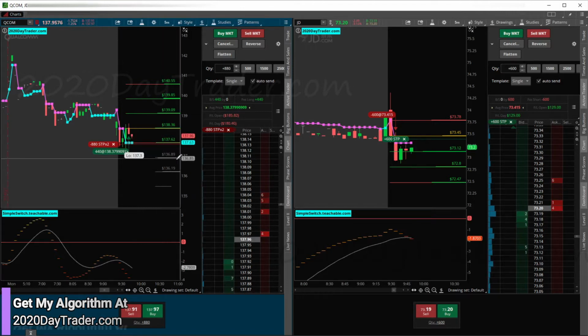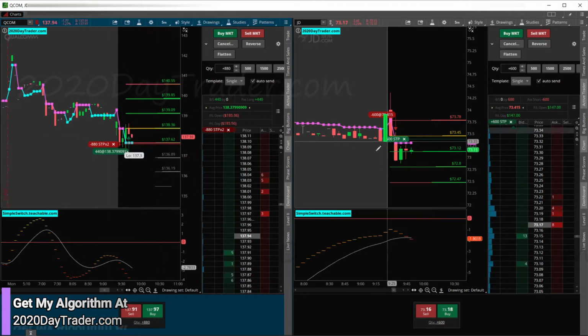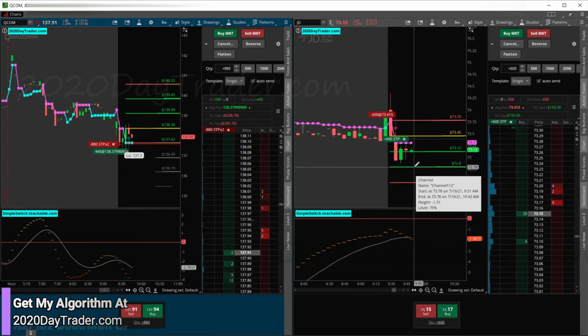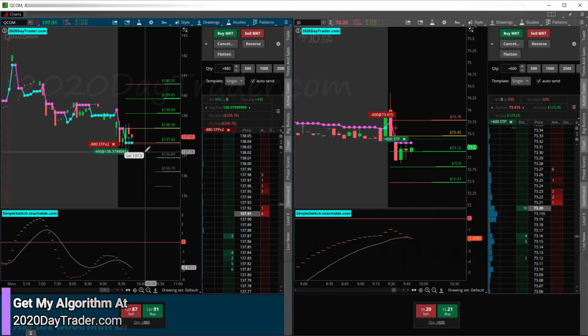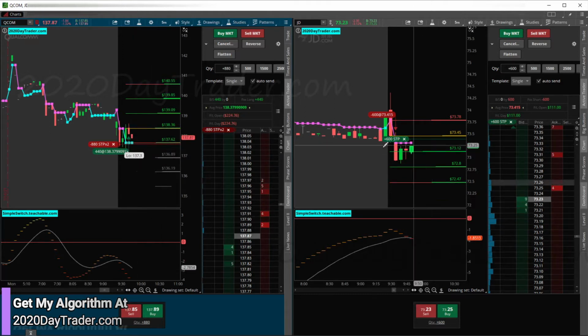Don't you hate it when you're in two stocks, you're long on one over here and short on one over here, and they're going opposite directions? I hate that. Why are you going up and why are you going down? Let's reverse this, people.